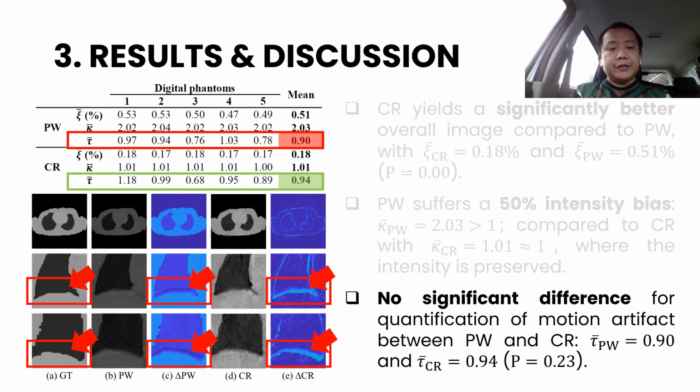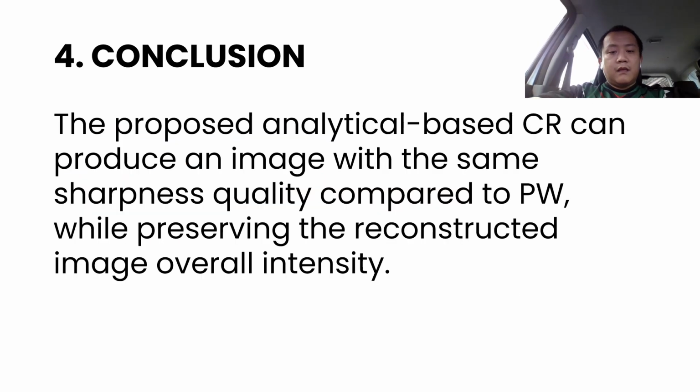Additionally, based on the third metric that assesses the motion blur artifacts, it can be found that there are no significant differences within the quantification of motion artifact between both algorithms, with a probability of 0.23 at a 5% significance.